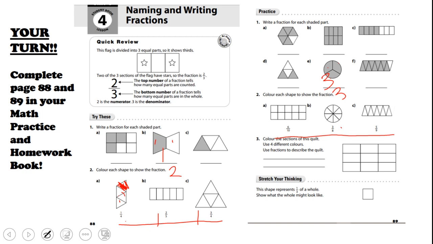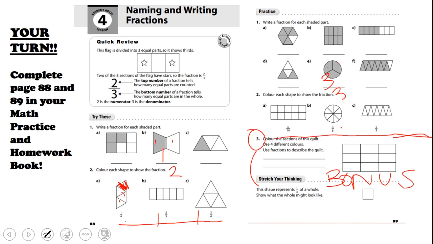Number 3, it says color the sections of this quilt. Use 4 different colors. Use fractions to describe the quilt. So 3 is actually going to be a bonus, okay? So 3 and the stretch your thinking, those are both bonus questions, okay? Just because that's a little bit tricky, number 3. So if you feel like a challenge, please give it a go. You just have to color it in using 4 different colors, and then you're going to write the fractions. It's actually not that hard.